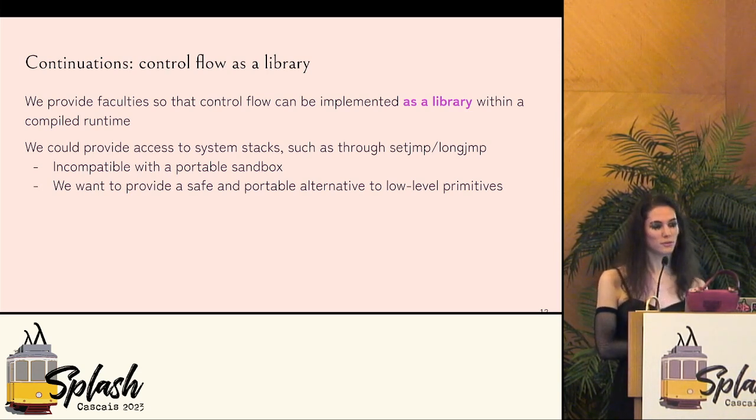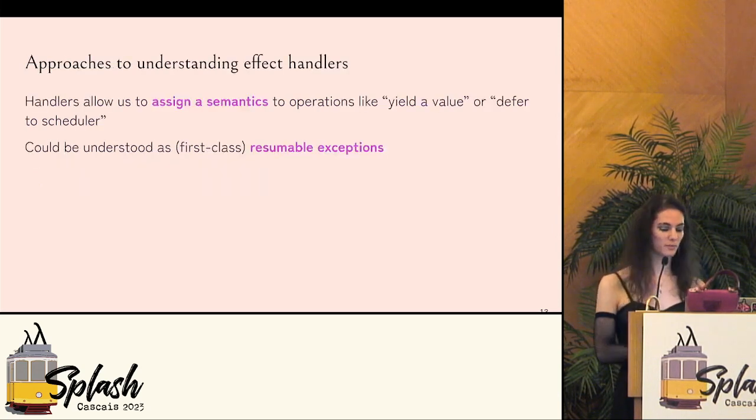And so okay, if we want to do that, we could provide system stacks, right? And we can access the stack pointer maybe, or setjmp and longjmp. But WebAssembly isn't intended to be portable. This is not portable, and it's gratuitously unsafe. So we want to provide some alternative to these low-level primitives. And so effect handlers are what we do.